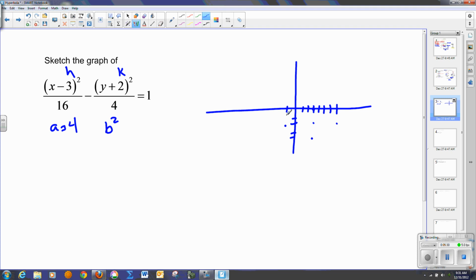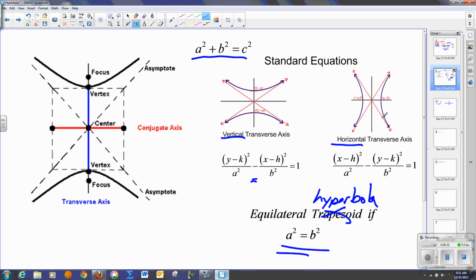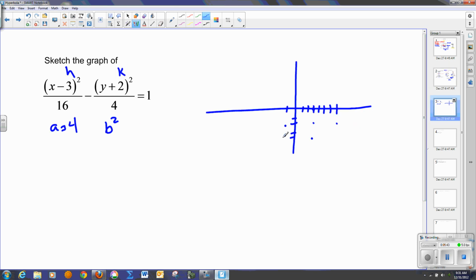Now if you look in our first picture, or even our second picture, you'll notice there's this rectangle created, and the edges of our vertices and co-vertices make up that rectangle. So let's go back to this picture and draw in this little rectangle. And through that rectangle, I'm going to draw some asymptotes that go through the corners of the rectangle. These asymptotes are going to define how wide my hyperbola gets.